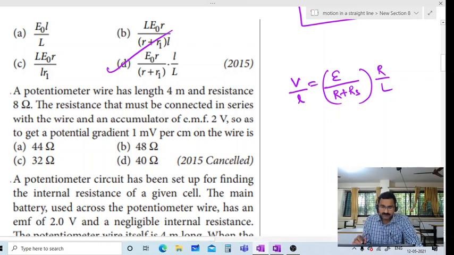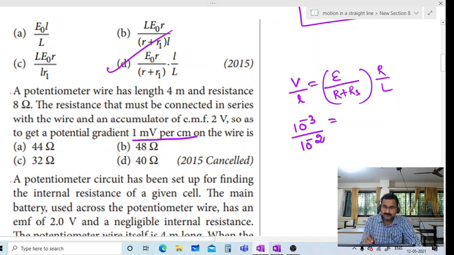So here V by L, how much they mentioned? 1 millivolt. 1 millivolt means how much? 10 power minus 3. And per centimeter, centimeter means 10 power minus 2 meter. I converted this one. Millivolt means 10 power minus 3 volt. Centimeter means 10 power minus 2.